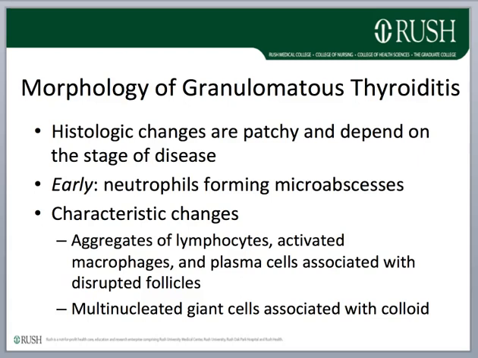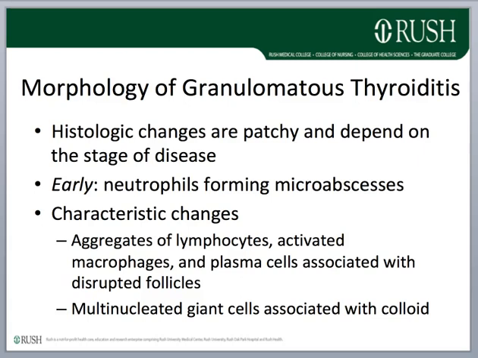Early on, you find neutrophils, which form microabscesses, but the characteristic changes are aggregates of lymphocytes, activated macrophages, and plasma cells that are associated with damaged or disrupted thyroid follicles.